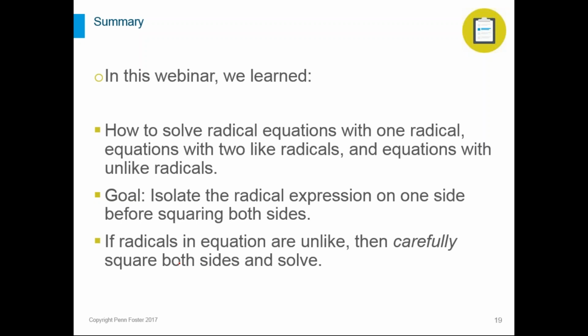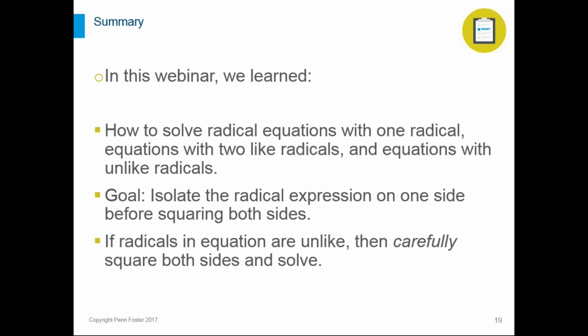So we looked at how to solve radical equations with one radical, two radicals, and two like radicals. And we learned that our goal is to isolate the radical expression if it's possible. If it's not possible, then we just square both sides like the last two problems that we've done. And also we learned that when you square a binomial, we need to recall the rule that we go by when we square a binomial.